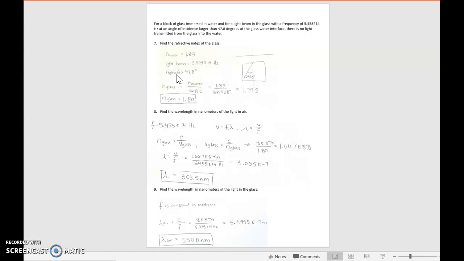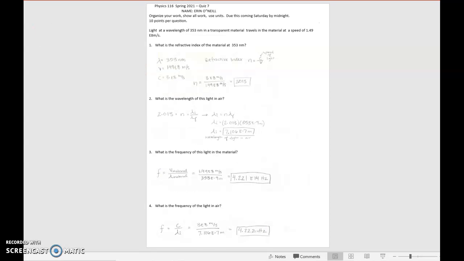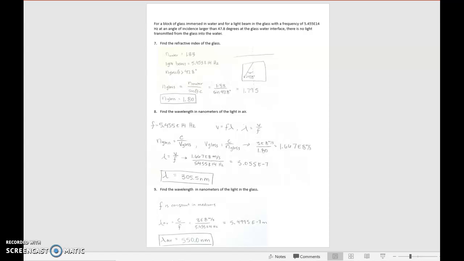And then find the wavelength in nanometers of the light in air, kind of the same deal here. So we know that the speed of light, C, is 3 times 10 to the 8th power. And so we just divide that by the refractive index of glass, 1.8, and we get 1.666667 times 10 to the 8th power meters per second.